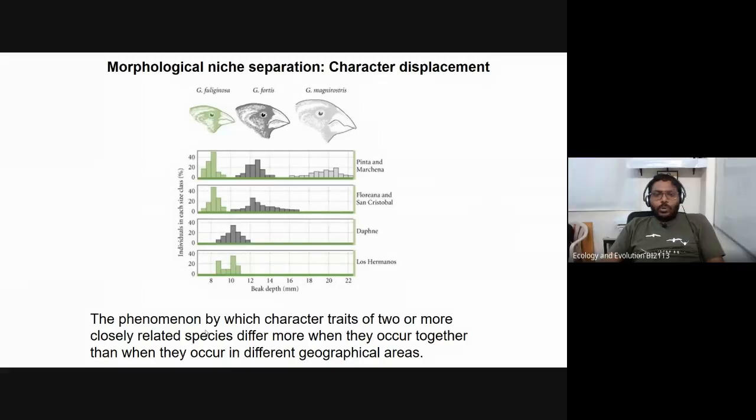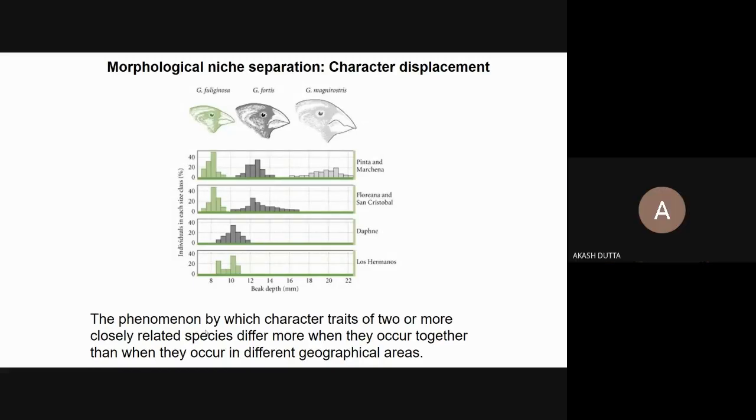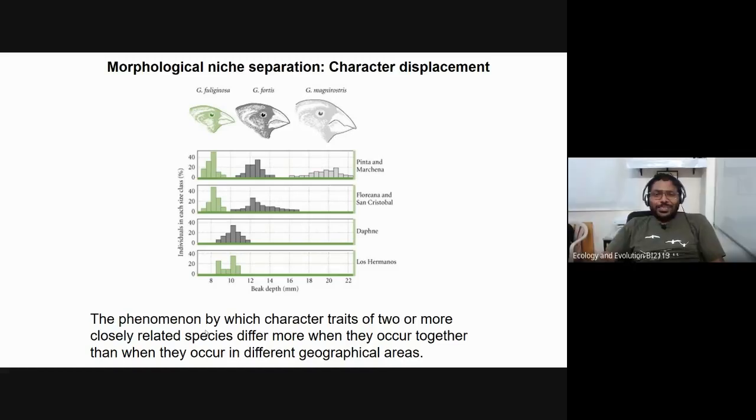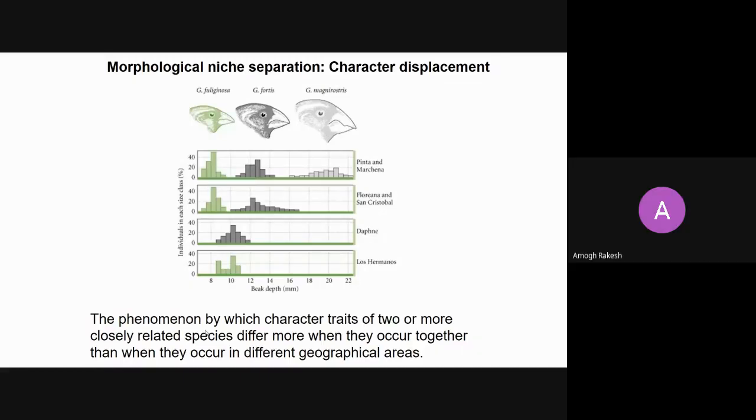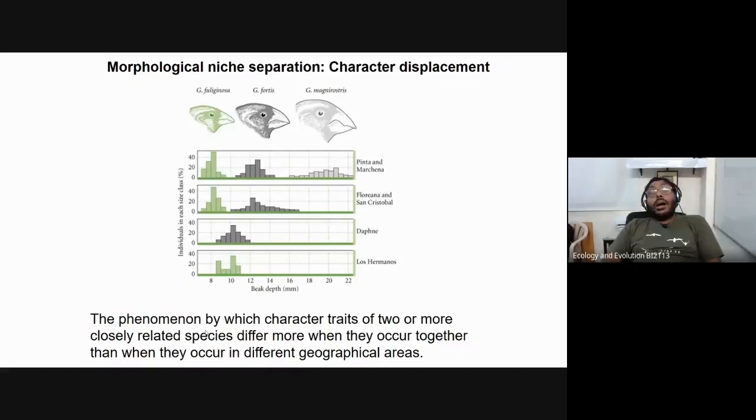If that ends up doing that, then it won't be an example of character displacement, right? True. Correct. Okay. That's what I'm trying to say. Okay. So, what are the timescales for the character, the niche separation here? That's the beauty of it. It depends on what is the strength of the competition.